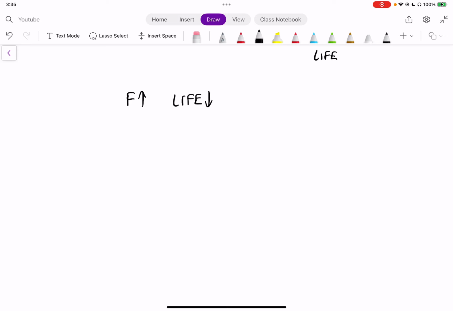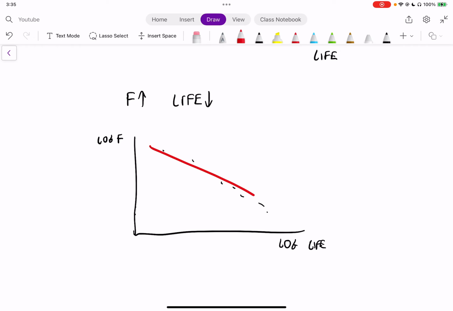So what we can do is redraw the graph that we have above in terms of log F versus log life. And then our data points are now going to be somewhat in a straight line. And if we draw a straight line through it, we would get a straight line relationship, which makes our equations a lot easier to solve.